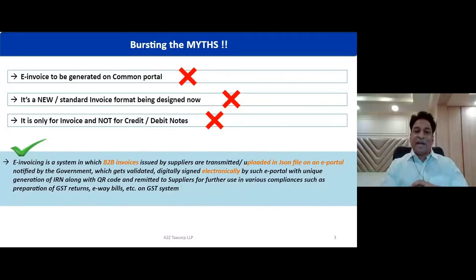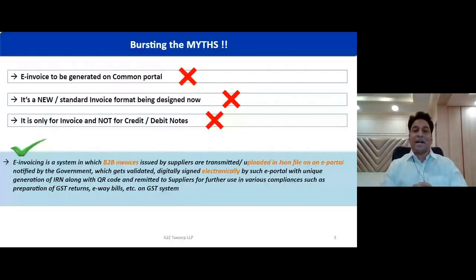Once validation is done, it is going to be digitally signed, and a specific and unique IRN, invoice reference number, is going to be generated. It will be returned to the supplier along with a QR code, a dedicated dynamic quick response code. The supplier then further uses this e-invoice for preparation of the GST return, GSTR1, and for generation of the e-way bill on the GST system.